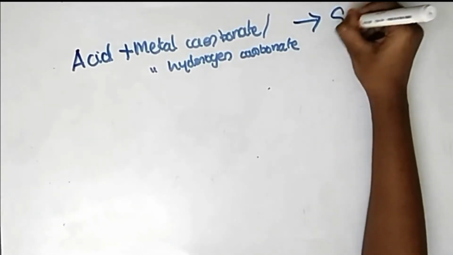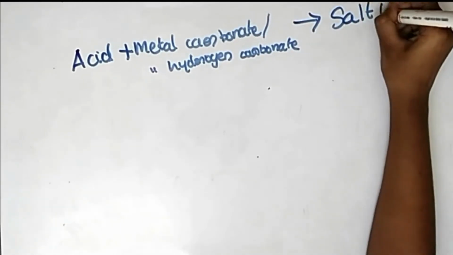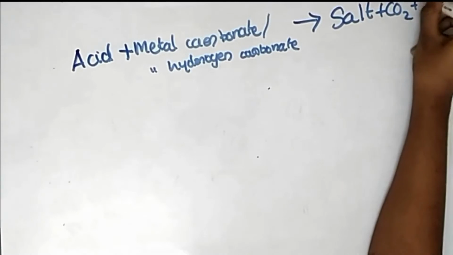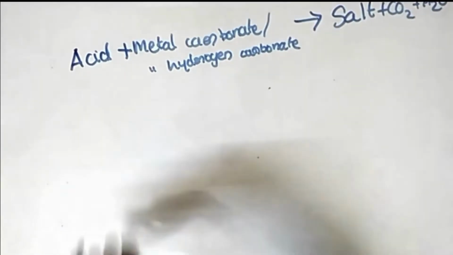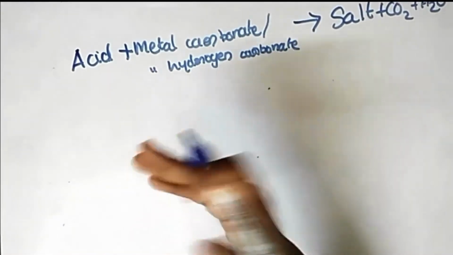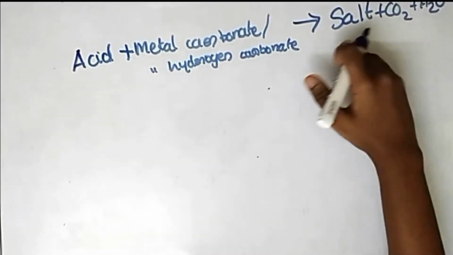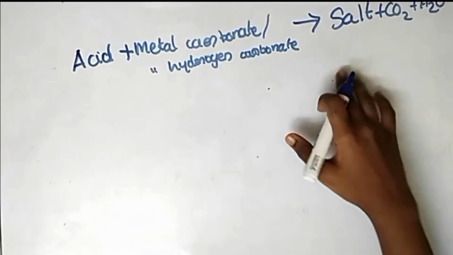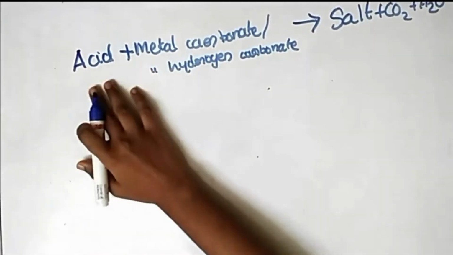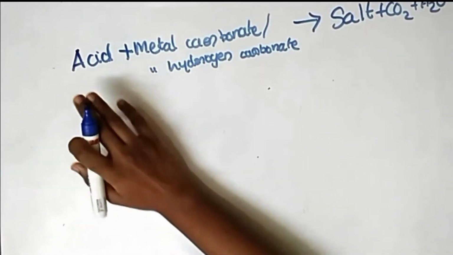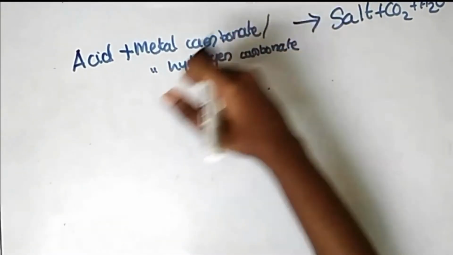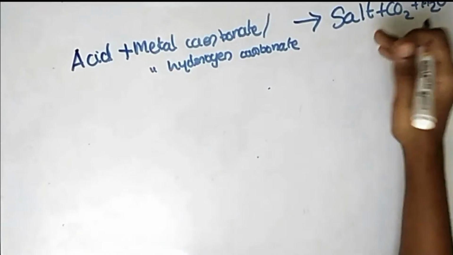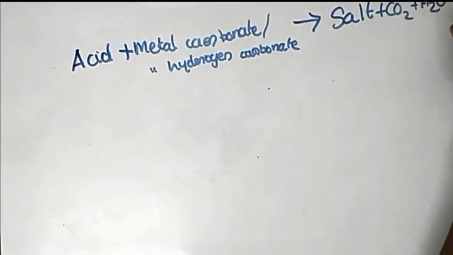Their general equation is always a salt plus carbon dioxide plus water is formed. In the previous lesson we studied that when an acid or a base reacts with a metal, it gives salt and hydrogen gas. Now we are going to study that only acids, not bases, react with metal carbonates and metal hydrogen carbonates, and they form salt plus carbon dioxide plus water.